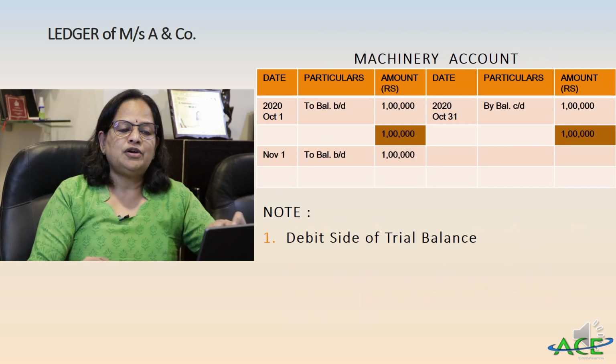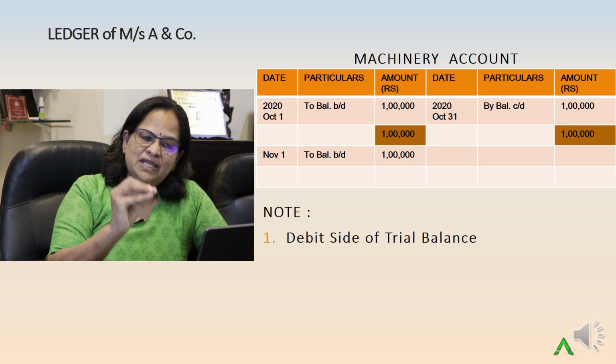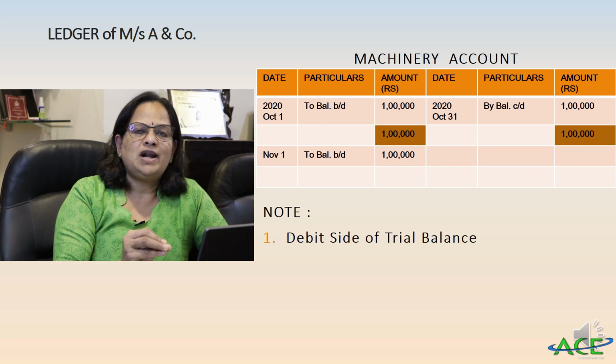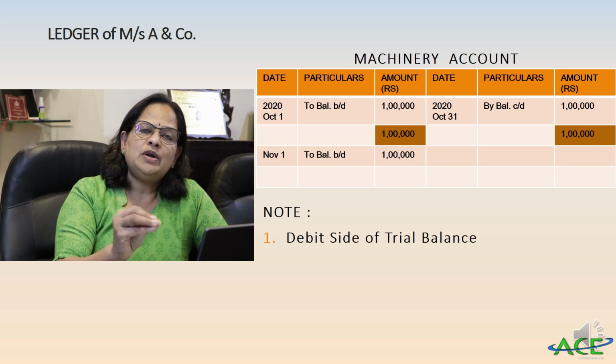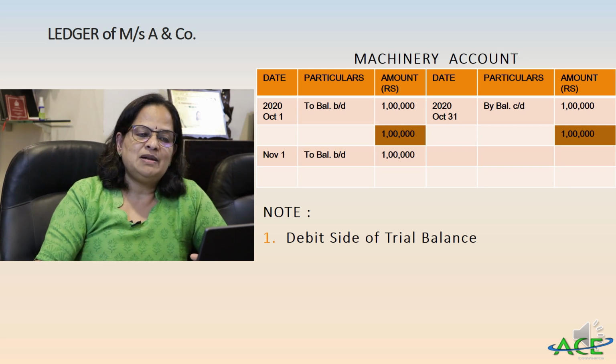Next is the machinery account. Only one item is there, the opening value, and they have not sold it; it is still with the firm. So balance brought down is 1 lakh. It is an asset balance, machinery account debtor, meaning it is a debit balance, so it will go to the debit side of the trial balance.